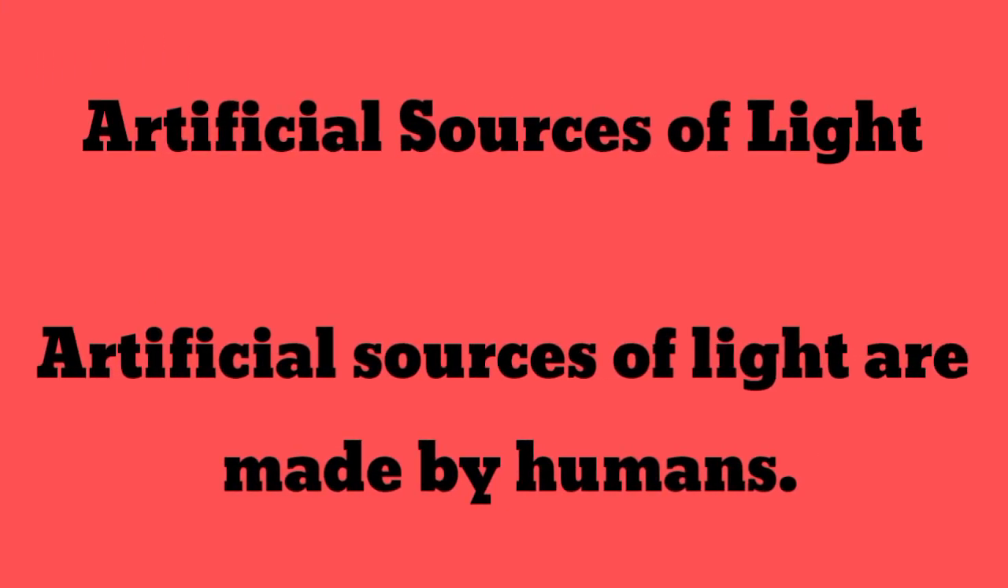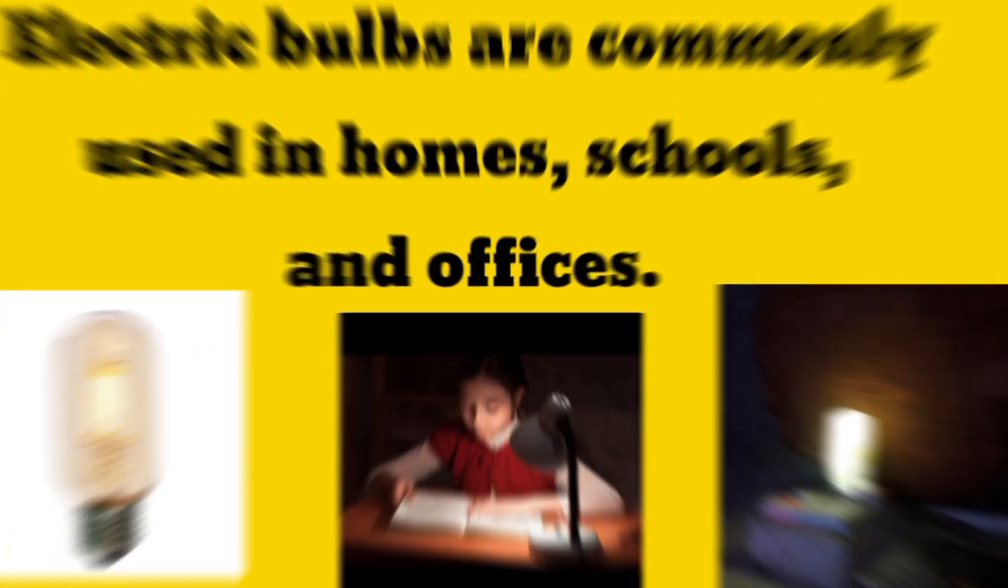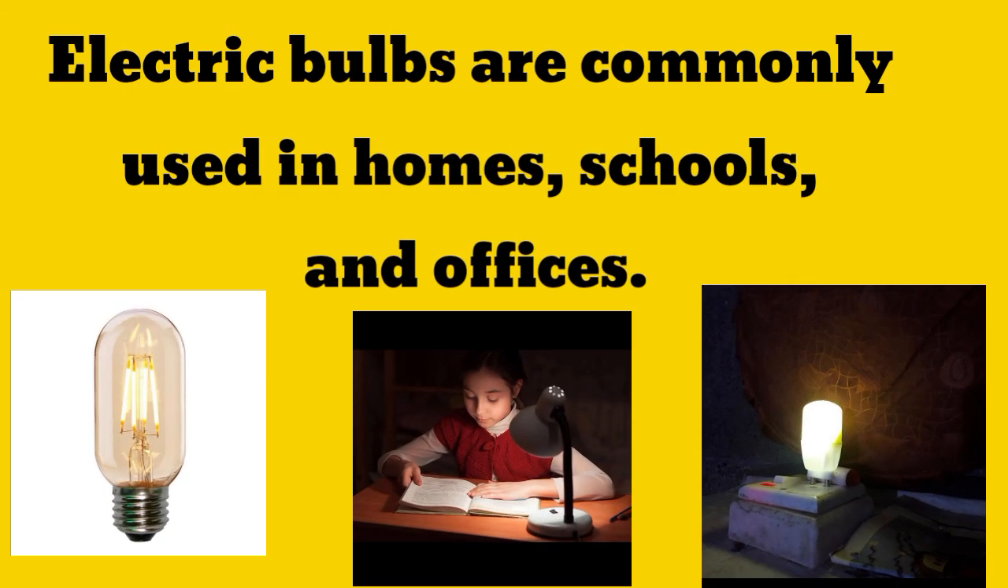Next we will discuss artificial sources of light. Artificial sources of light are made by humans. As they are made by humans, so they are called artificial. Examples of artificial sources are bulbs. They are most commonly used in homes, schools, and in offices. They are artificial source of light.